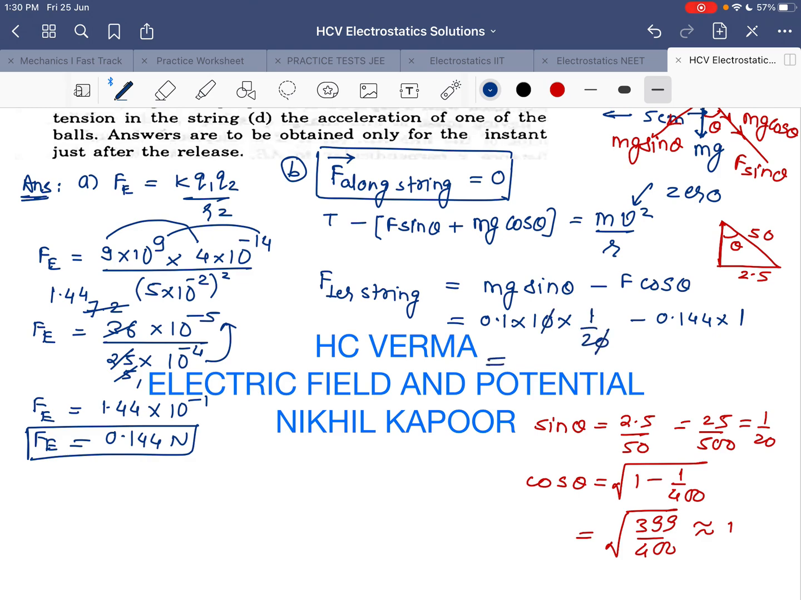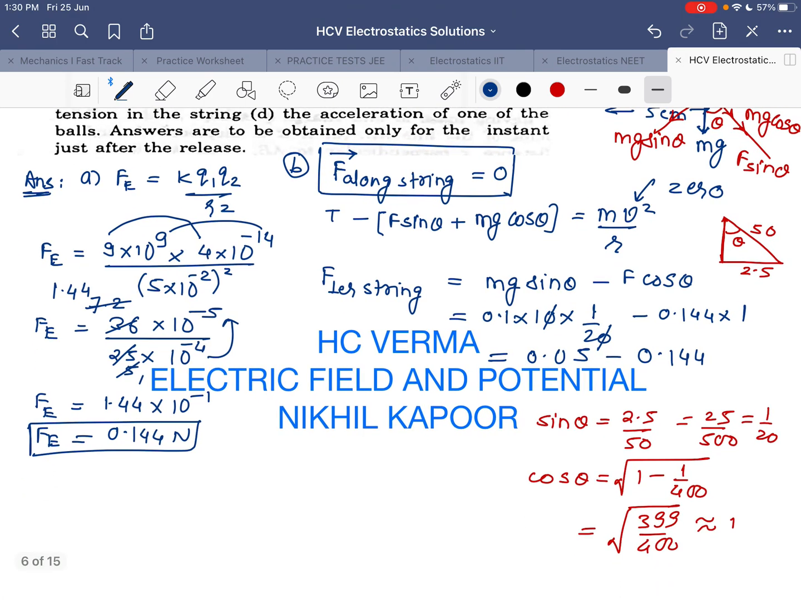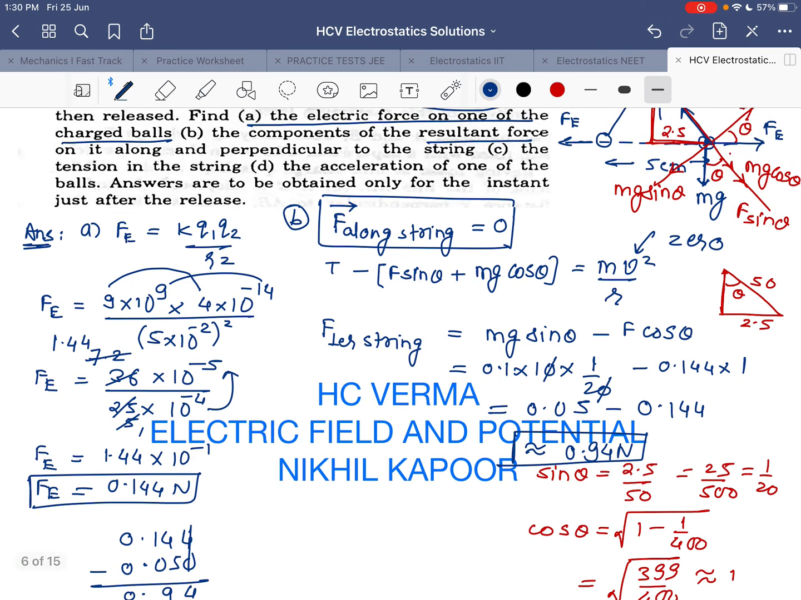And now we can solve this. This and this get cancelled. So this will be 0.05 minus 0.144. As 0.144 is greater, it means net force is acting in the direction of electrostatic force. So let's do it in the rough: 0.144 minus 0.05. So this will be 4, and 14 minus 5 will be 9. So that comes out to be approximately 0.094 Newton, and that's the force which is perpendicular to the string. So that is the answer to the B part.